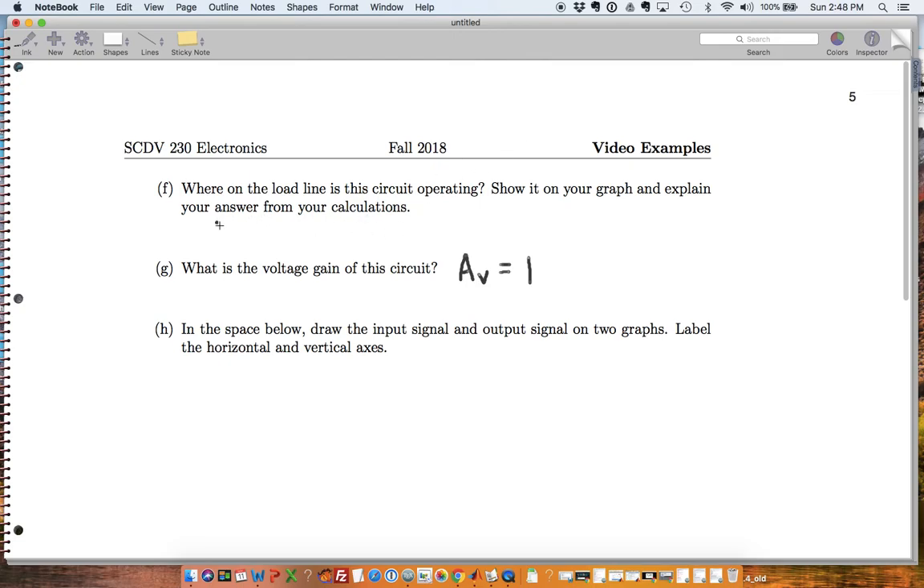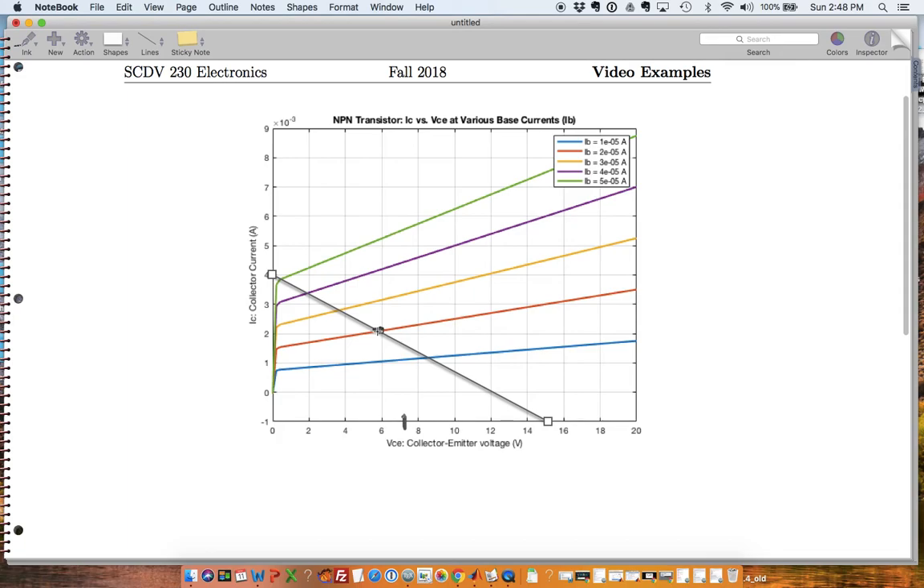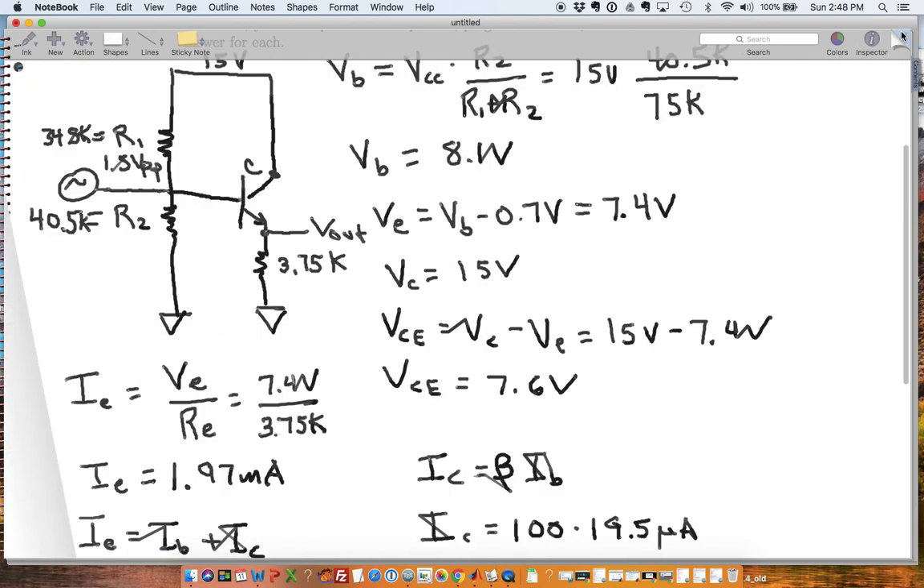We also want to write down what our VCE is, and that's equal to 7.6 volts. And our current, IC, is equal to 1.95 milliamps. We can double check that by looking at the graph here. We're at right around 2 milliamps, so maybe I'm not quite right, but that looks about right. Remember, this isn't quite at 1.95. It would be a little bit lower, so maybe a little lower over here. But it looks about right.